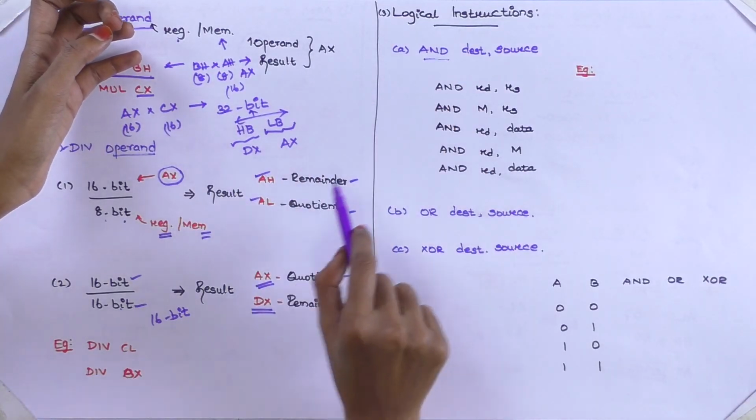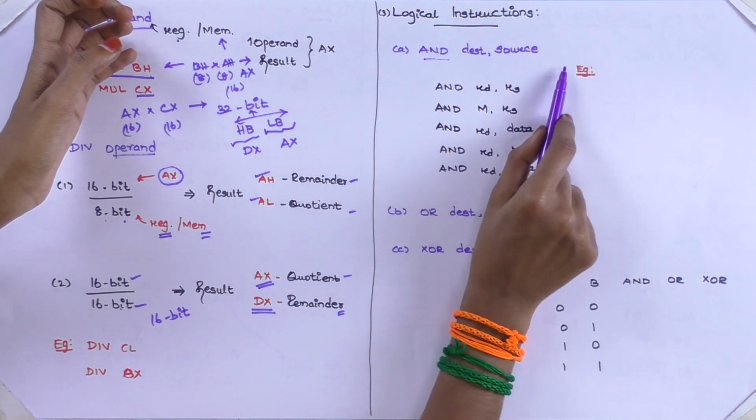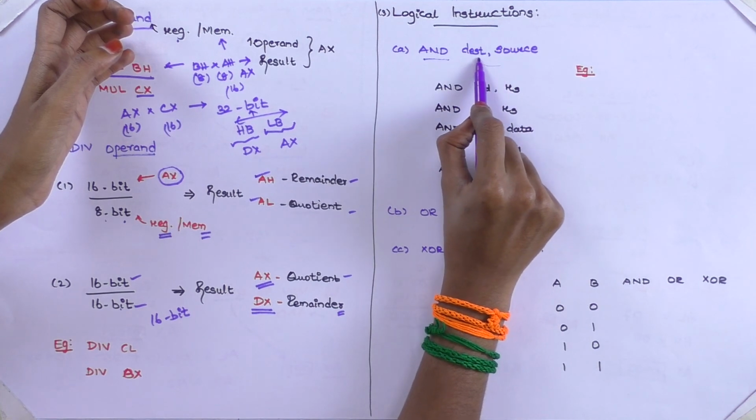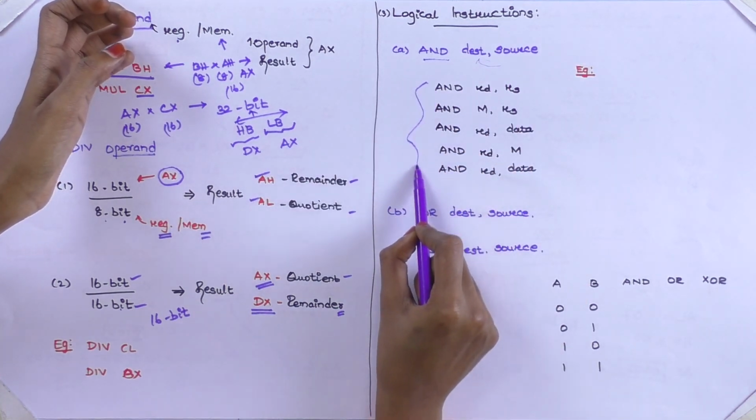The logical instructions are AND, OR, NOT, XOR. These are logical operations. You can perform them between registers, register and memory, memory and register, and with an immediate value too, but memory to memory logical operation is not possible. We will see the instructions one by one. The first logical instruction is AND, with the format destination, source. The value in the source is ANDed with the destination and the result is stored in the destination.